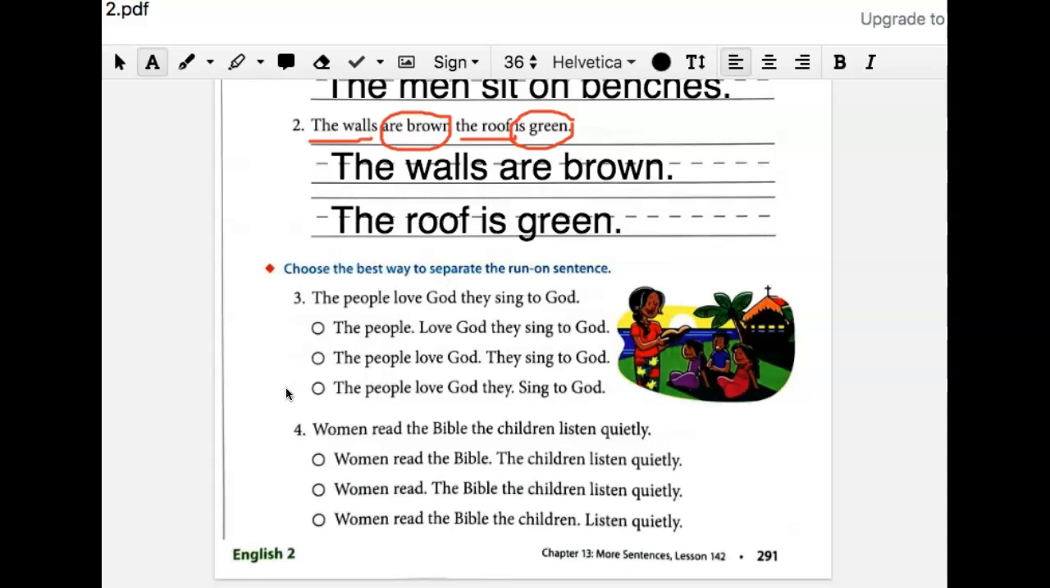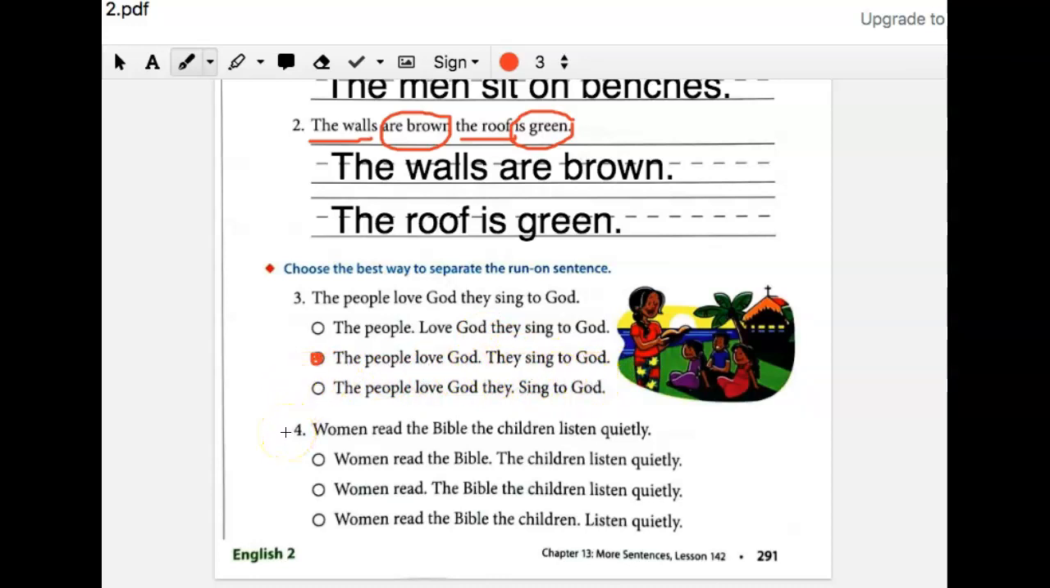The best way to separate the sentence is the second choice. The people love God. They sing to God. This run-on sentence is now split into two sentences, and each sentence has one complete thought.